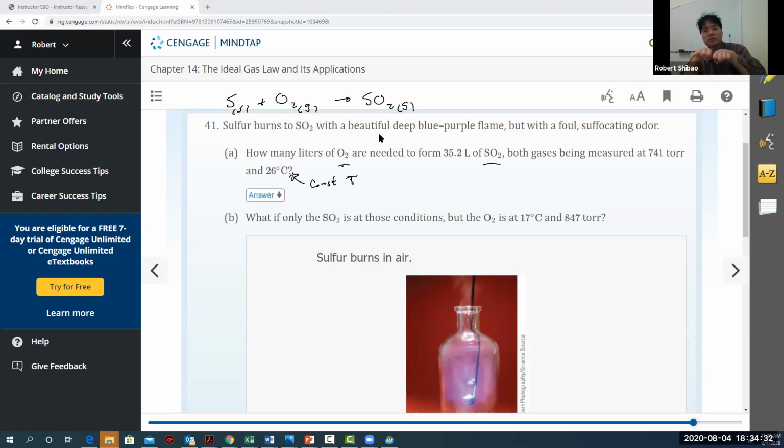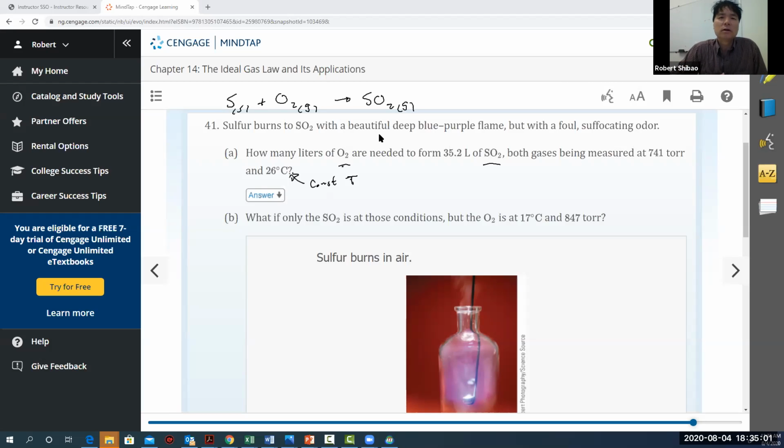What it means is you start off at room temperature, you burn it, and so it's going to get very hot. And eventually it's going to cool back down to room temperature. When it cools back down to room temperature, that's what we mean by constant temperature. Constant temperature just means initially you start off at room temperature, and when you take your final measurements, it's at room temperature. And so what's going to happen is the gas is going to expand at high temperature, but as things cool back down to room temperature, it will contract, and that's where you're going to measure it. You're going to measure it at the same temperature.